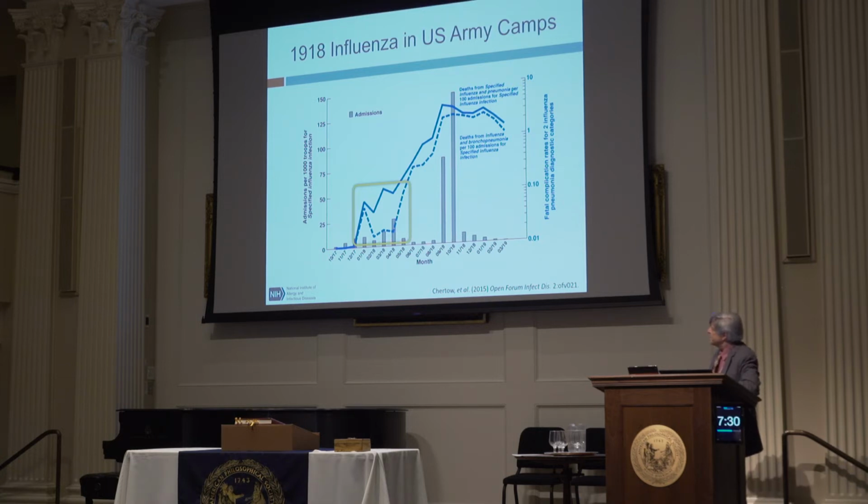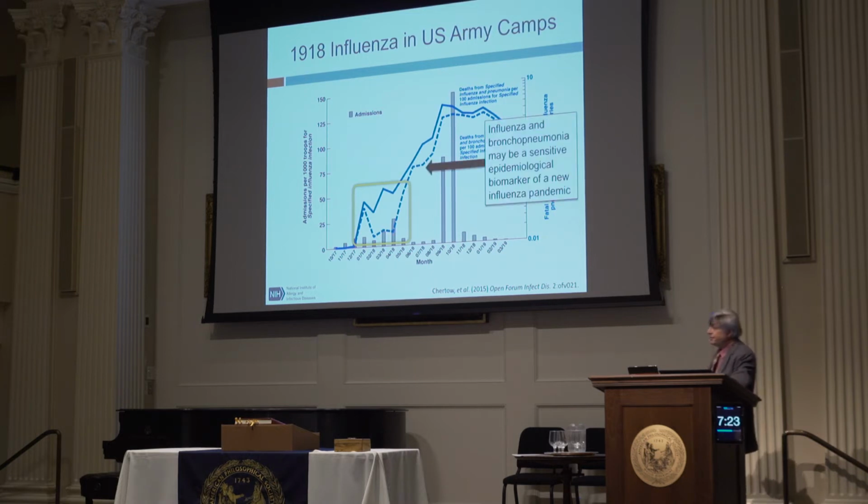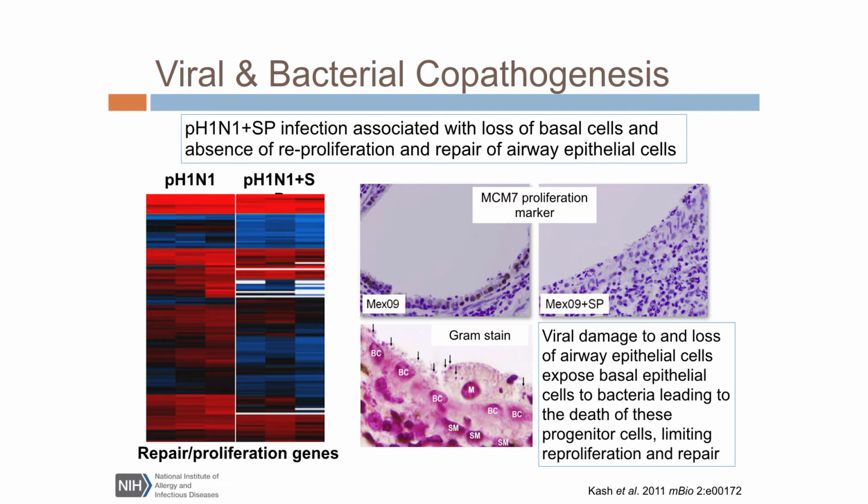This is a log scale, so the number of deaths here is incredibly tiny. But if you look at those very few cases, they have the autopsy findings exactly what we were talking about: influenza with secondary bacterial pneumonia. So this particular kind of disease progression, I think, is a really sensitive epidemiologic biomarker of a new pandemic emerging, before it was epidemiologically visible.